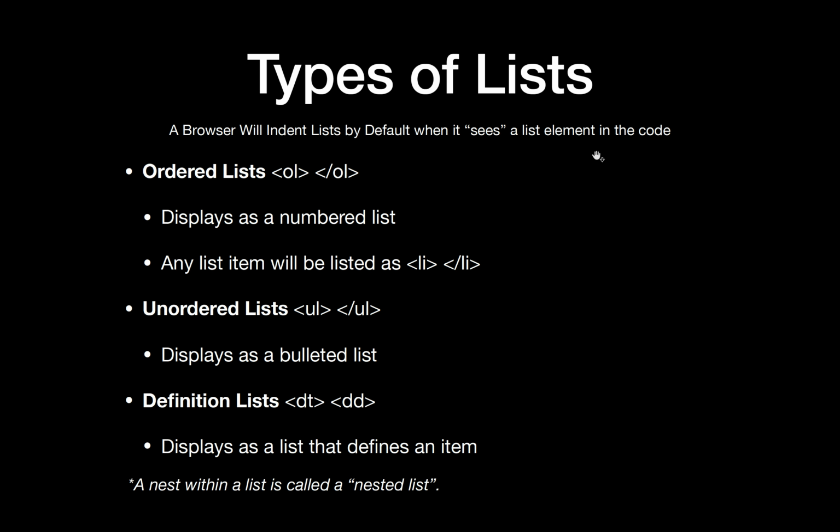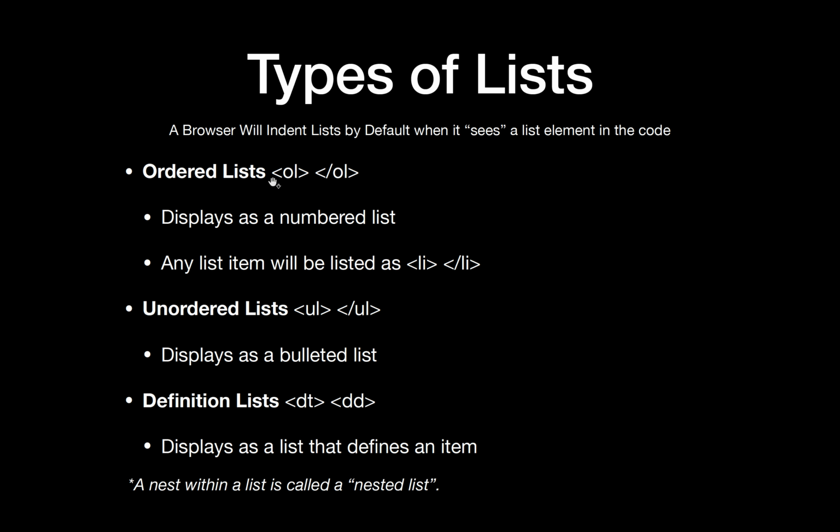All right, so let's dive a little bit more into lists. Lists can be a good way to create structure. Say we're doing a recipe and we're listing ingredients or instructions. Those are two different types of lists. A browser will indent lists by default when it reads a list element in the code. Lists can be a little tricky because you have the indication for the list itself, and then you have a list item. So if you're doing a list, you just want to make sure you have all your tags in place and everybody's there and accounted for.